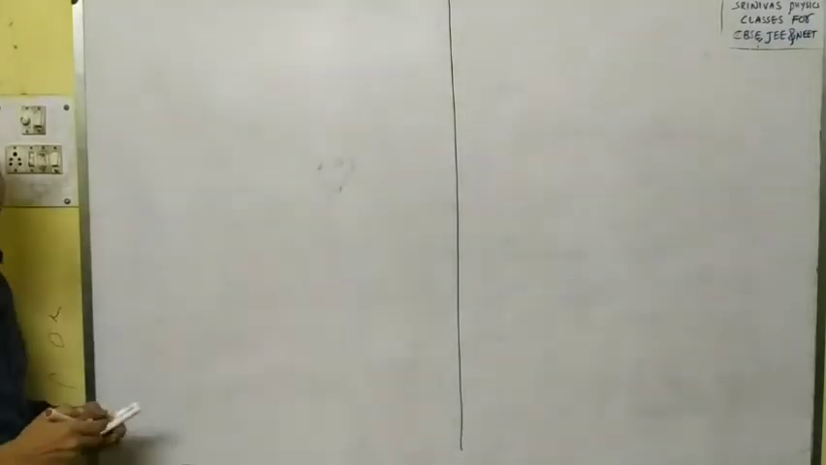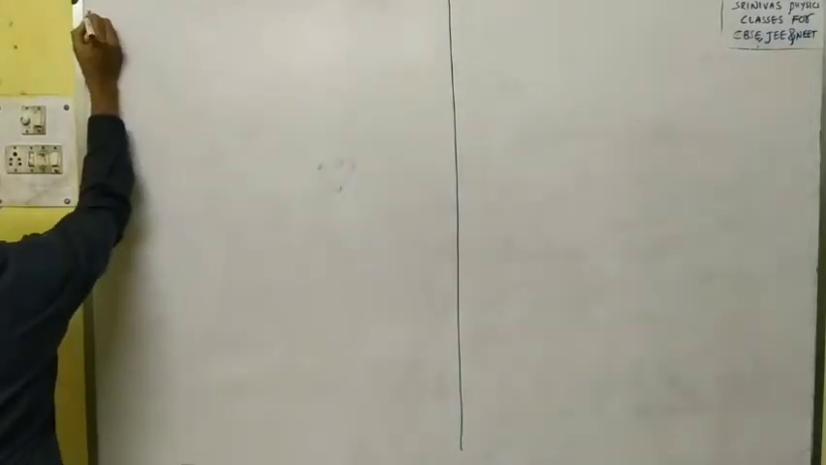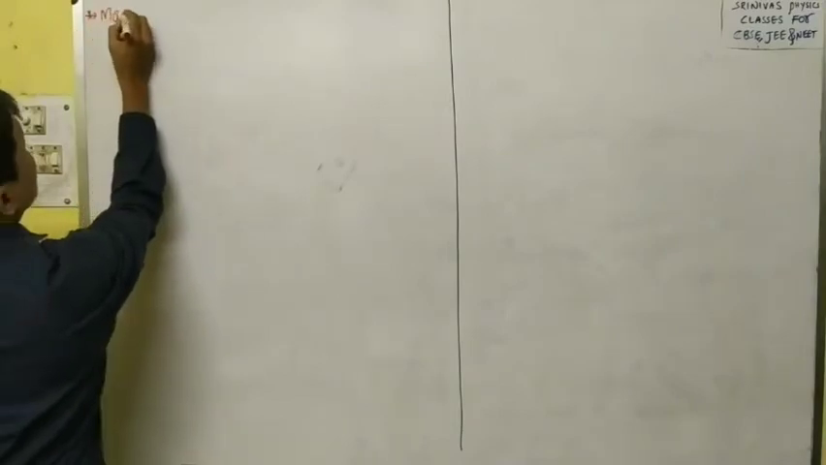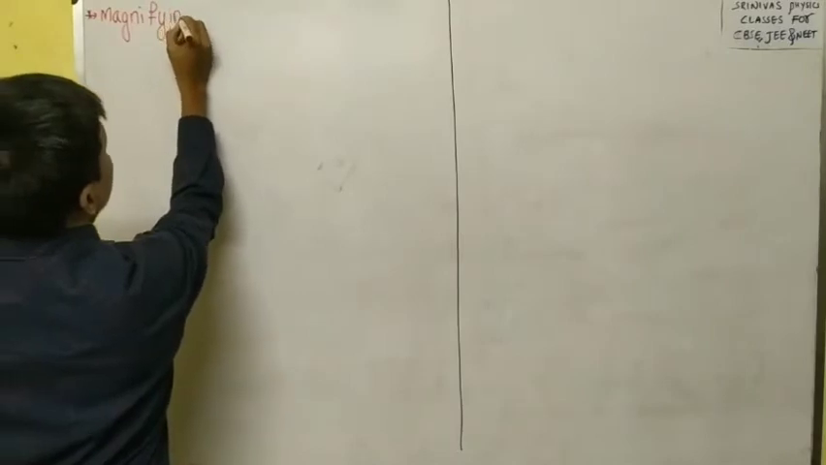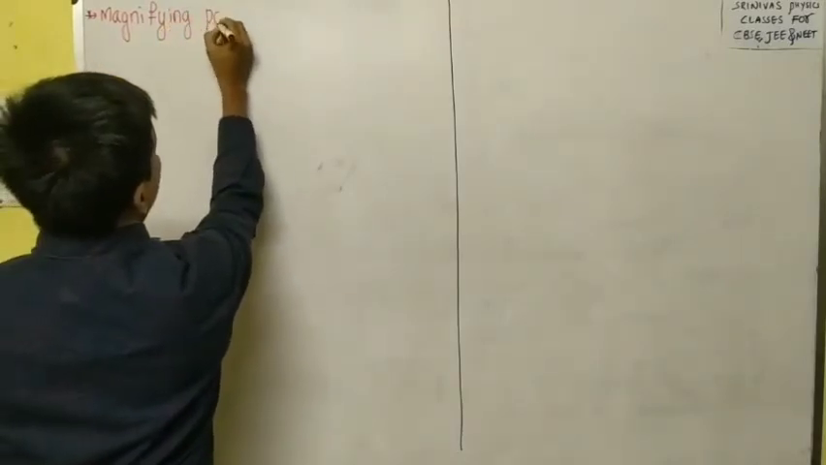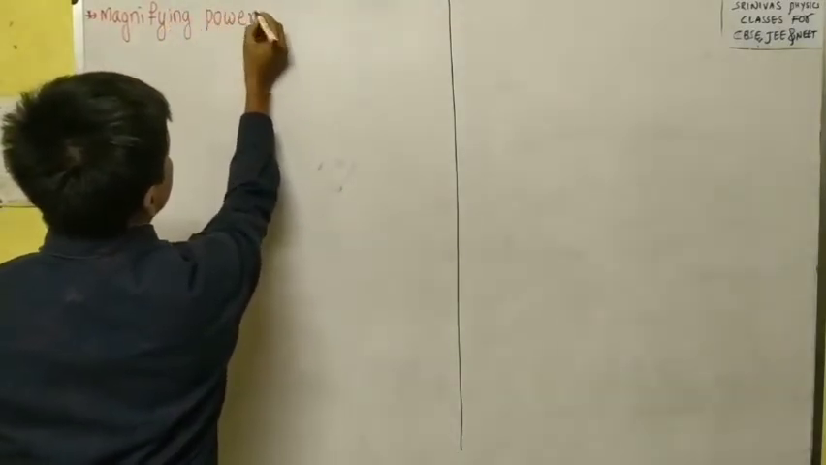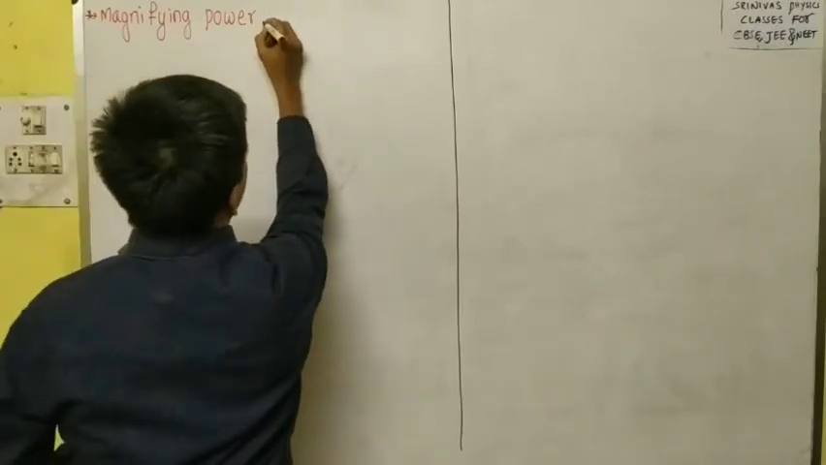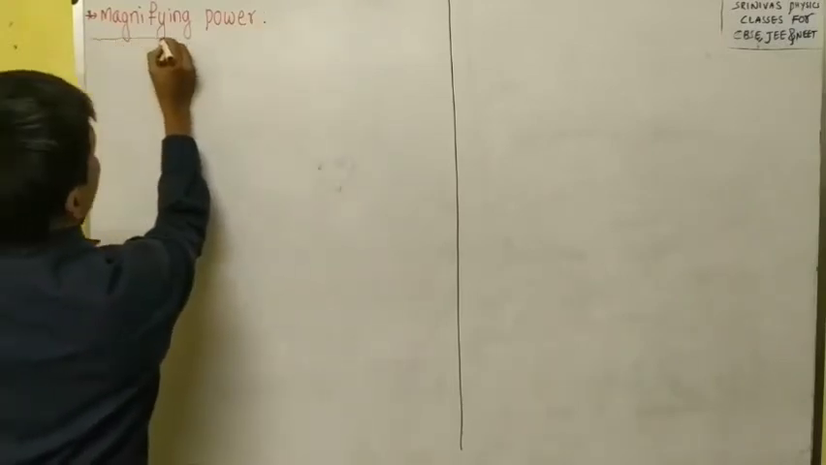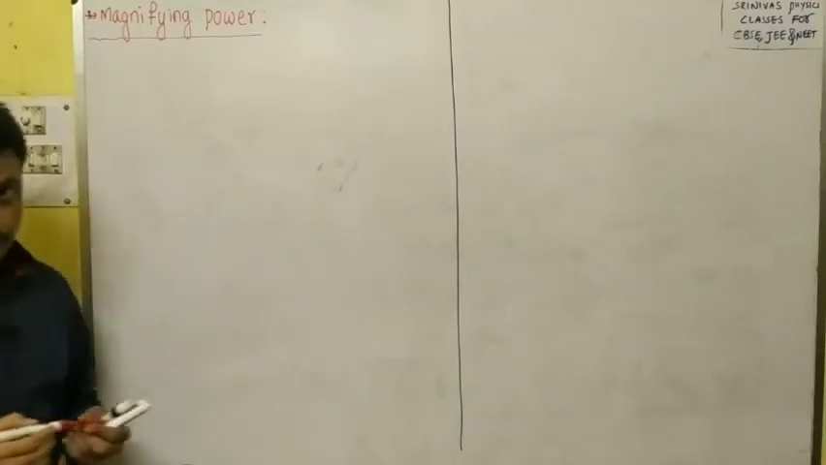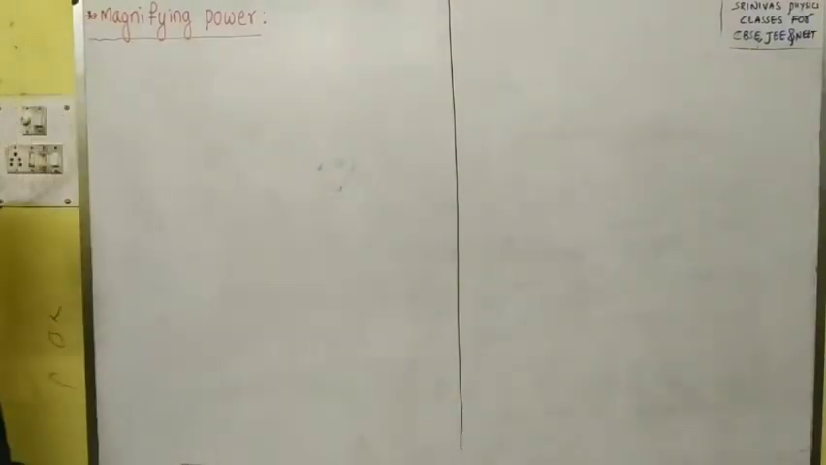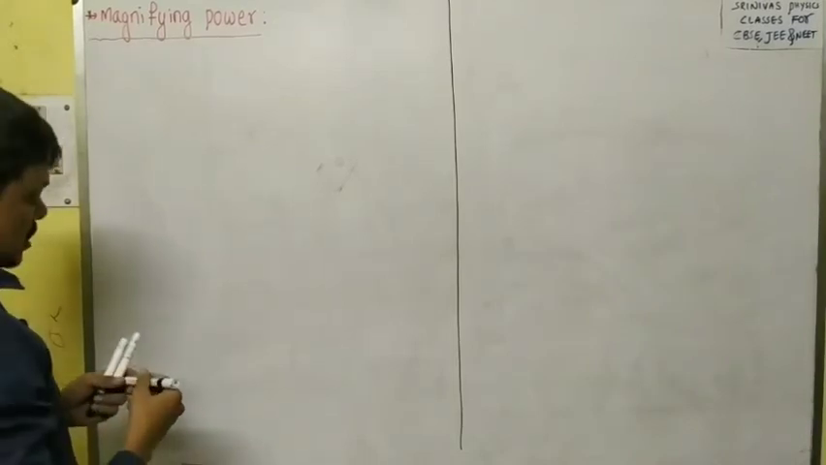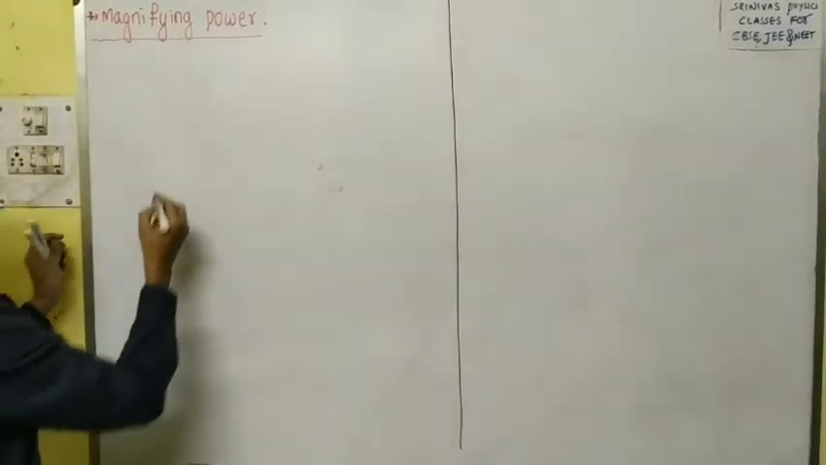Now let us see here the magnifying power of the astronomical telescope that I am going to derive. Magnifying power means the angular magnification formula. What is angular magnification, and how the image forms by the lens or this astronomical telescope, that I am going to explain.